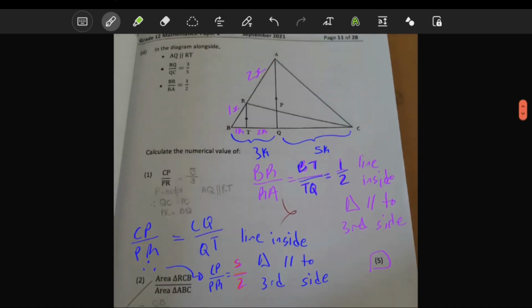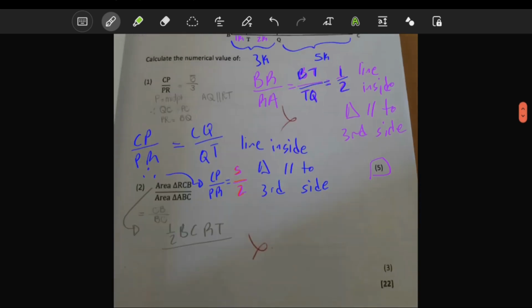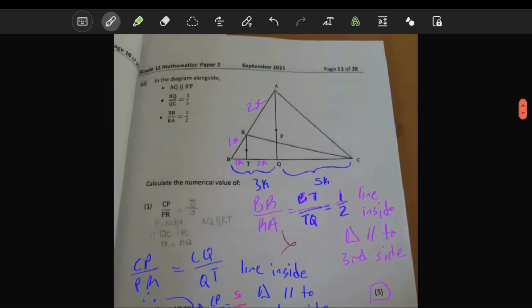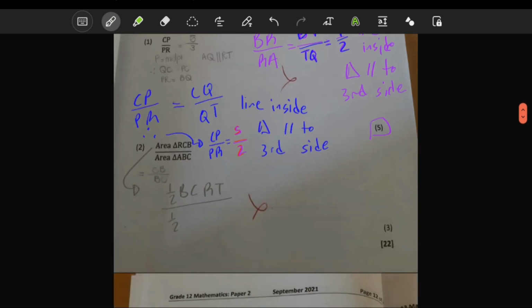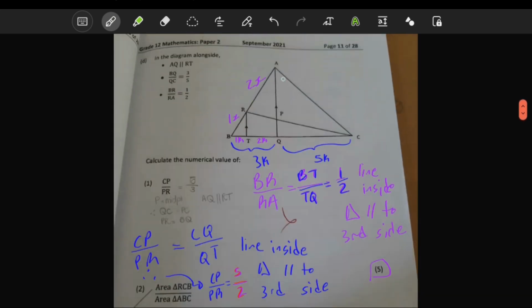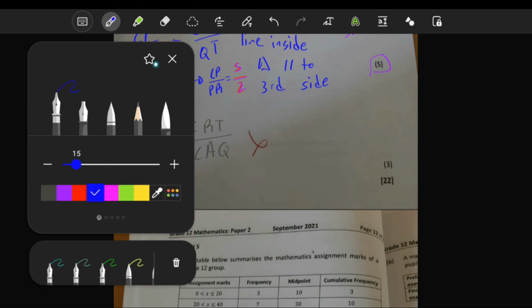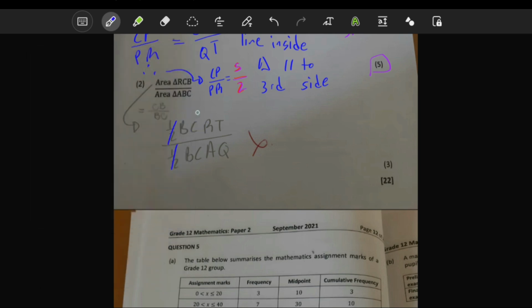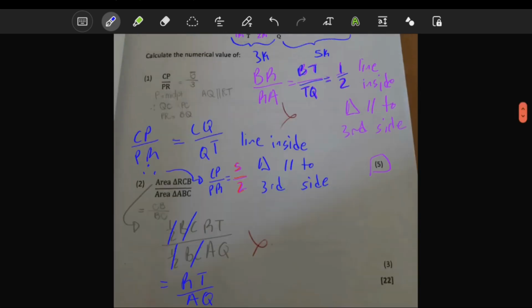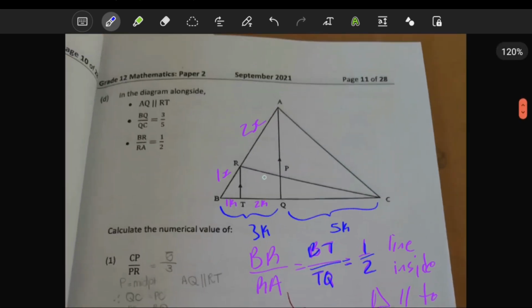The area of the bottom one is also half base times height. So you have a half. The base is just BC as well, and the perpendicular height is AQ. So obviously if you simplify this, this half cancels this half, and this BC cancels this BC. Then you can clearly see all you have to do is get the ratio of RT over AQ. To get that ratio, you can use this triangle, the big one, and the small one over there.